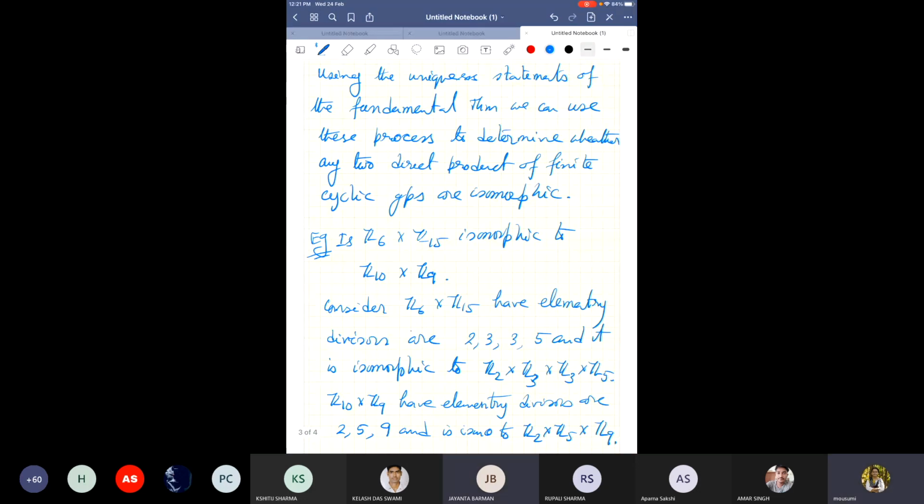The group is Z10 cross Z9, and I would like to find the elementary divisors. How do I find the elementary divisors? In the previous lecture, I used the fact that if m and n are coprime, then Zmn is isomorphic with Zm cross Zn. So that's why Z10 is isomorphic with Z2 cross Z5. From there I am concluding. And Z9 is already a power of a prime. When I write down the elementary factor decomposition, how do I do it?